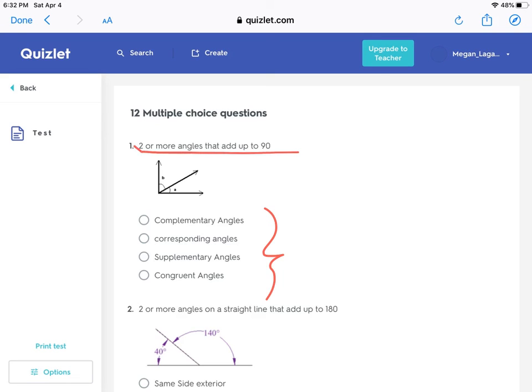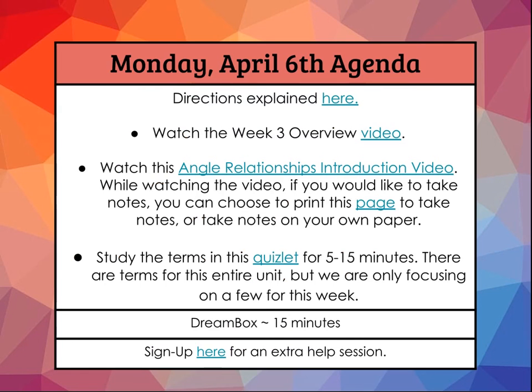2 or more angles that add up to 90 degrees. Oh, I know that one. Do you? It's complementary angles. And then it will go on like that. So that's a good way to practice for this too. So the point is just to start to get yourself familiar with the angle vocabulary. So that's what Monday looks like for you. You'll take notes on some vocabulary words, and you'll practice in Quizlet and start working on your Dreambox.